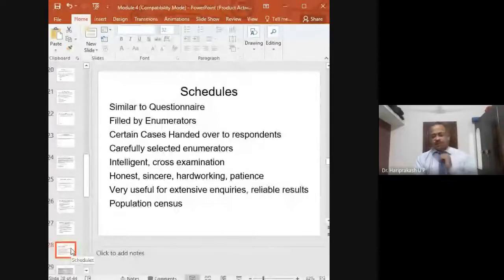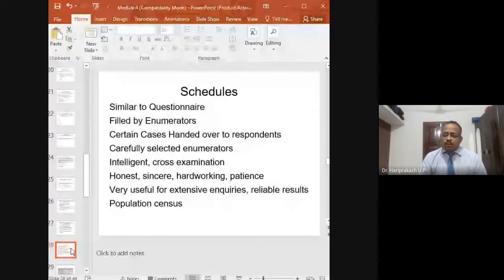So schedules are similar to questionnaire, they are very similar. In what sense? Questionnaire contains some questions related to the topic, right? We have certain set of questions in questionnaire, and in schedule also there are questions. Okay, there are questions in schedule also. In that way they are similar to questionnaire.